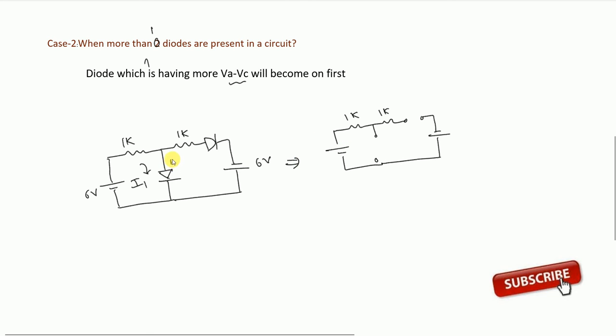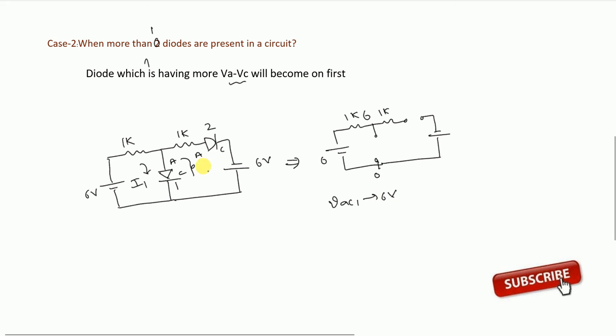See, this is anode, this is cathode. This is anode, this is cathode. So I am finding VAC across this diode first. Since this is an open circuit, what will be the voltage here? 6 volt. What is the voltage here? 0. I am numbering this as 1, this 2. So VAC1 is 6 volt.